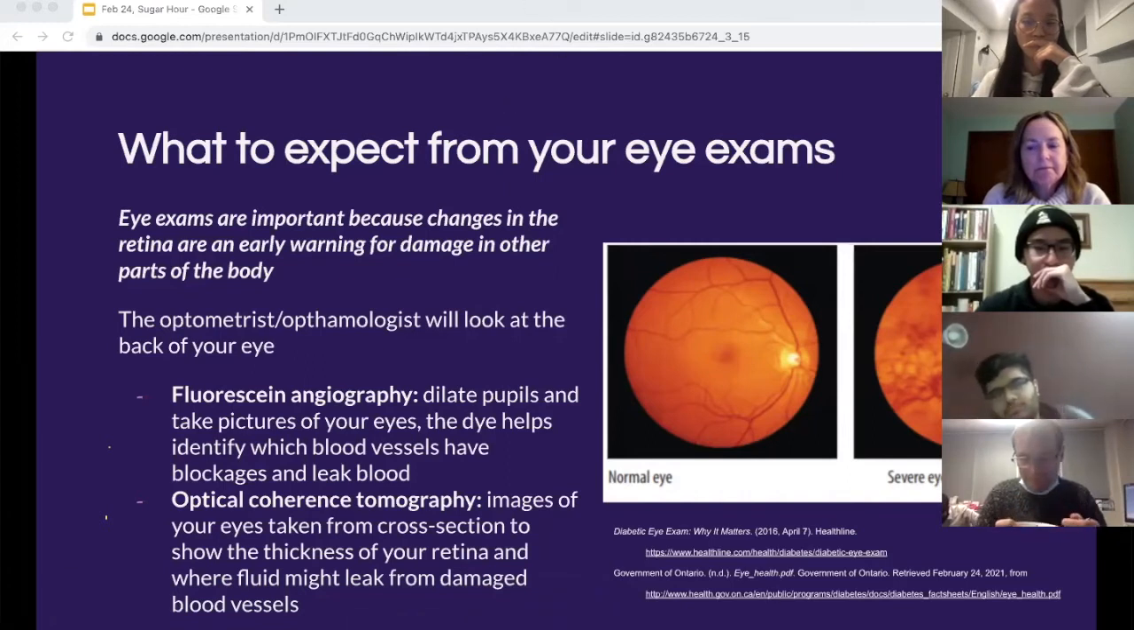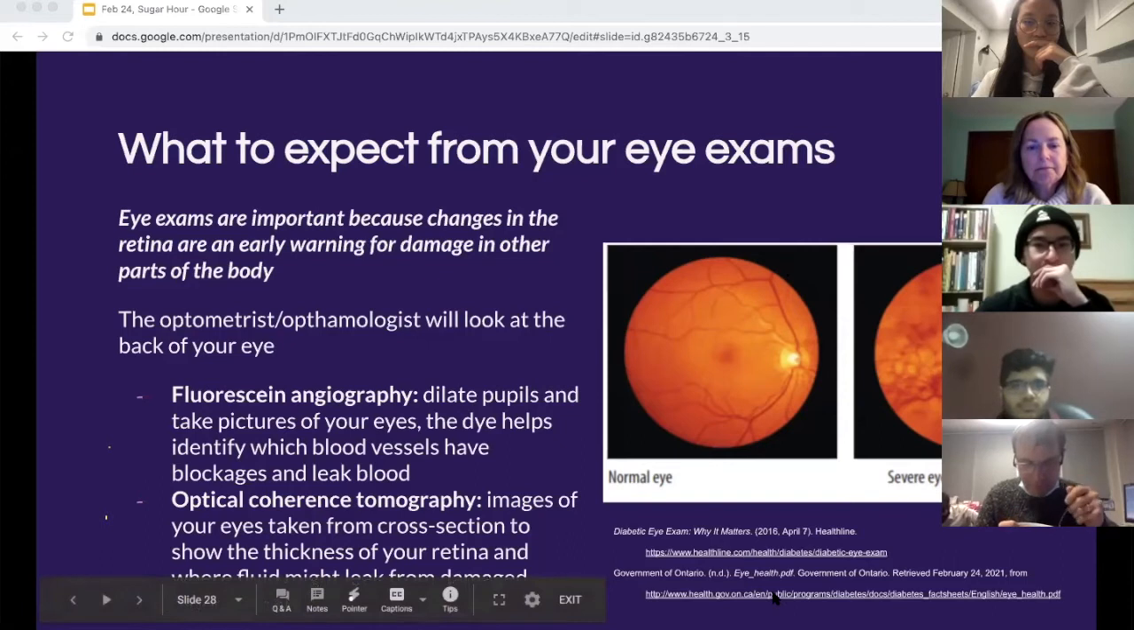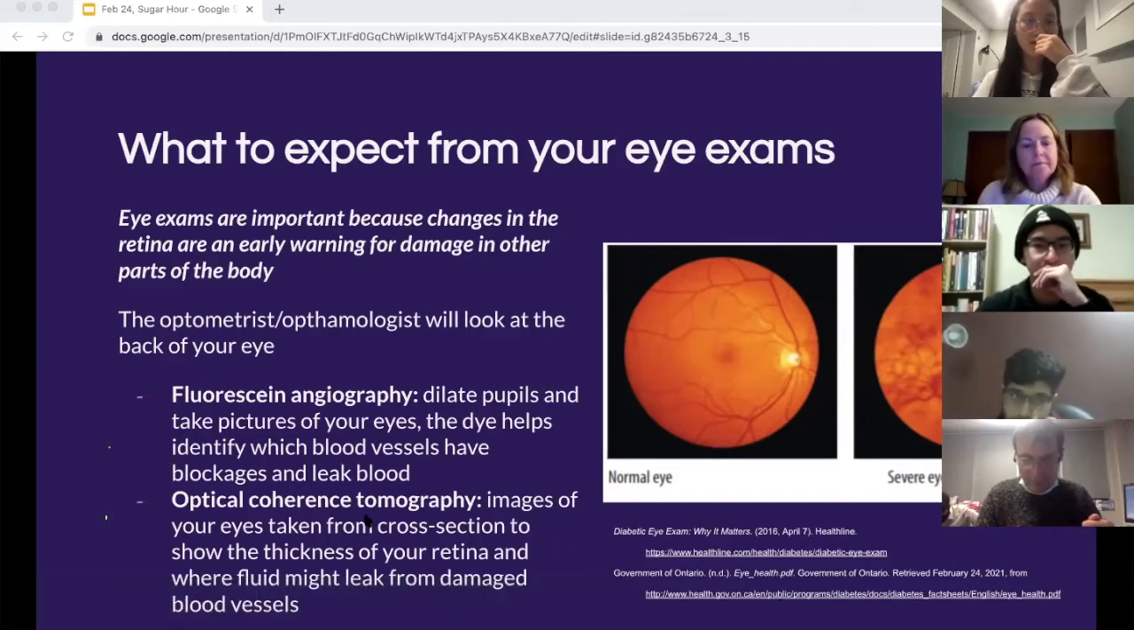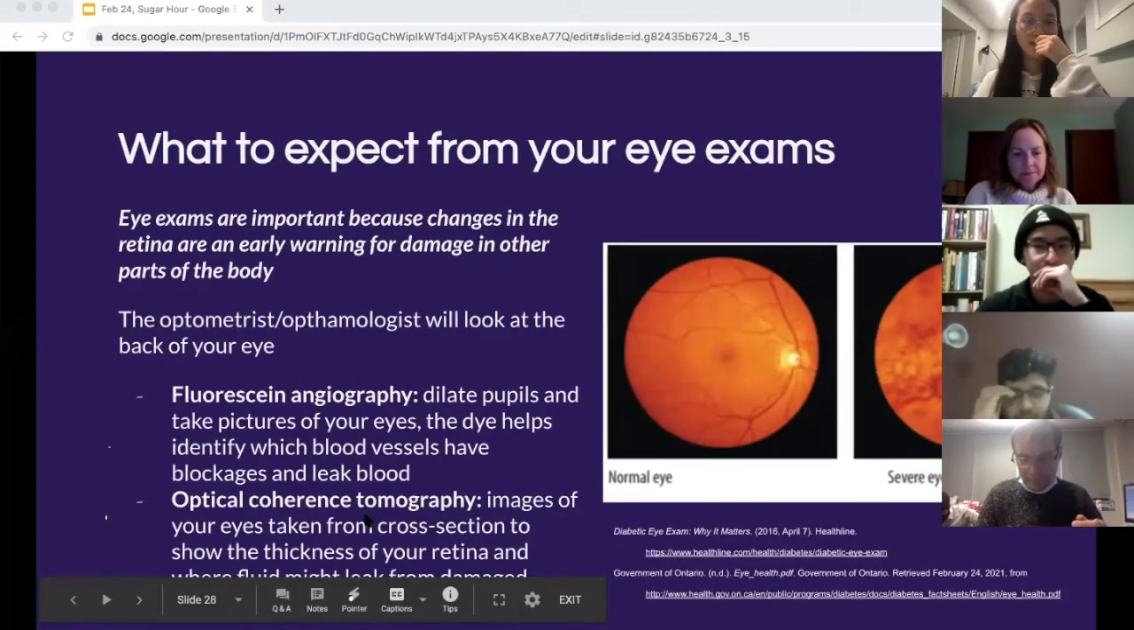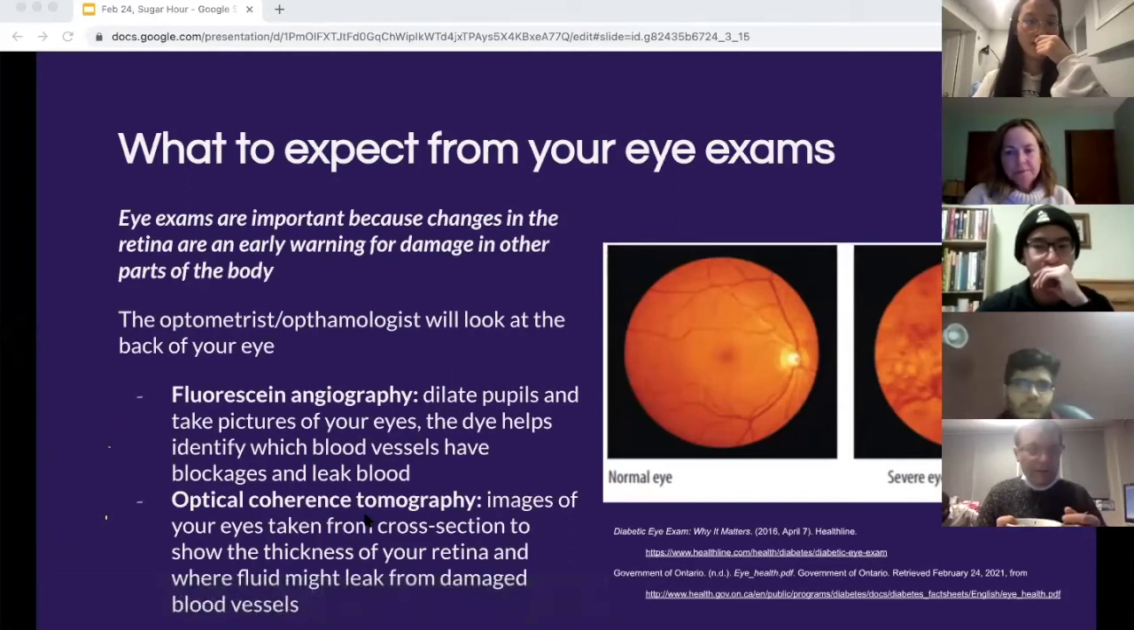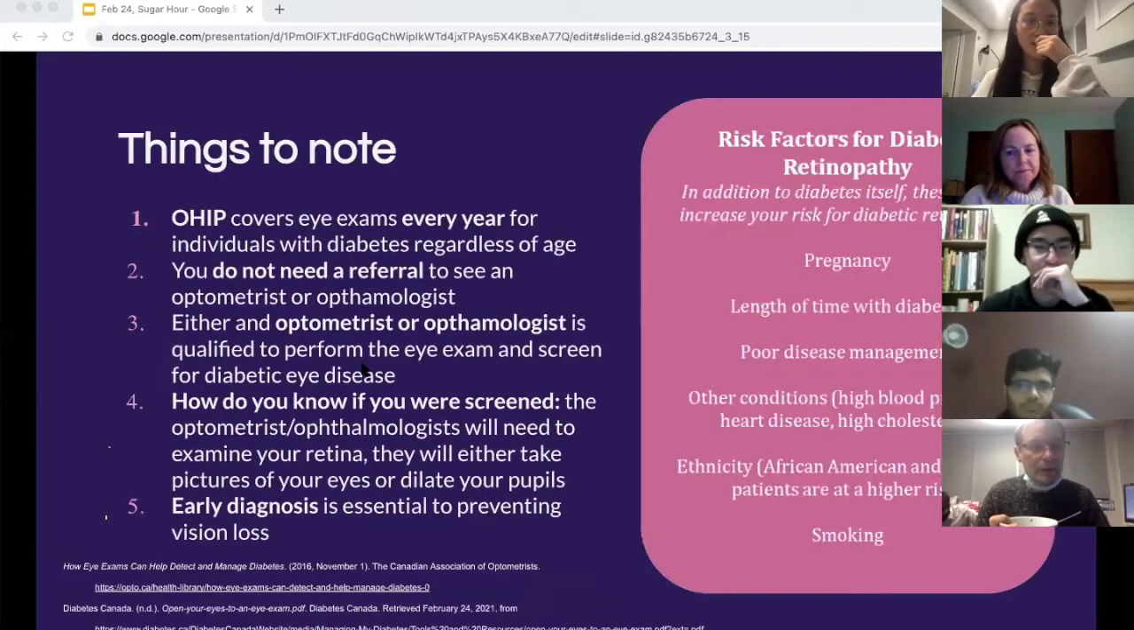So if you're thinking to yourself, did I have a proper eye screening? Was it comprehensive for diabetic retinopathy or eye disease? Just think about whether your optometrist mentioned looking at your retina, taking the pictures, dilating your pupils. In some cases, they'll actually even show you the pictures to indicate where there might be abnormalities or where they're seeing things look good. So just a couple of things to note.